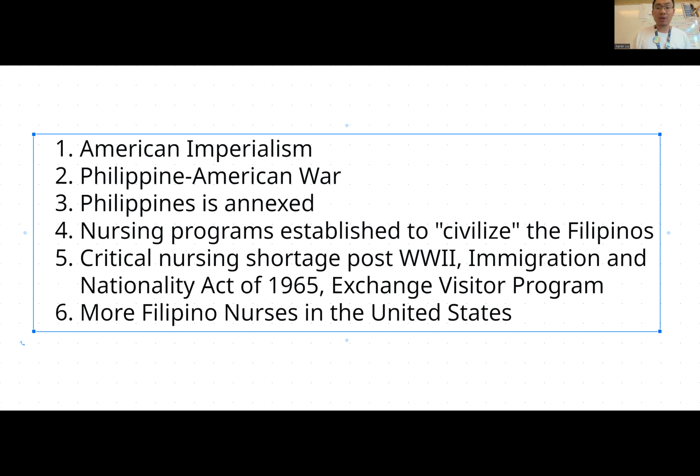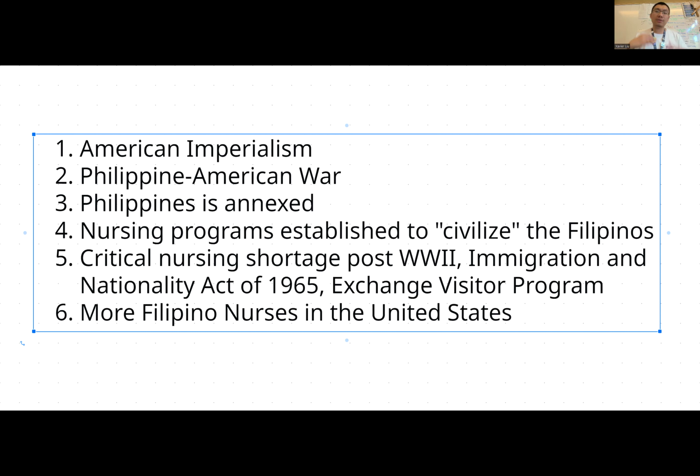You could also make the argument that the exchange visitor program should be the 5th step, right? The exchange visitor program was a program that was established to sort of combat Soviet Union propaganda, right? The United States invites Filipino students to come over to learn about American democracy, to learn about these methods of nursing in the United States, to learn that the United States is so good, right, and is a positive force in the world. This then leads to more nurses that come over to the United States, right?